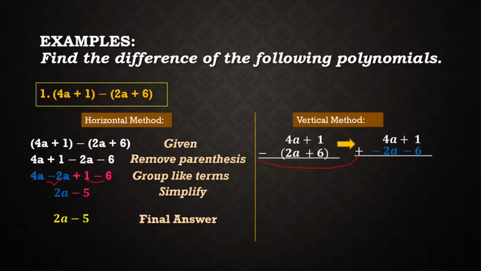Then we write the opposite of the signs of our terms for the subtrahend. So from positive 2a, we write negative 2a, and positive 6 will become negative 6. This time we apply addition. So we have 4a plus negative 2a is equal to 2a, and positive 1 plus negative 6 is equal to negative 5. So again, our final answer is 2a minus 5. For the next examples, we are going to use the vertical method.